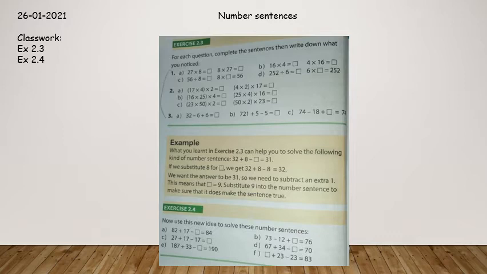So exercise 2.3: for each question, complete the sentence, then write down what you noticed. For instance, 1a, 27 times 8 gives you an answer. And then if you say 8 times 27, you will get the answer. If you are correct, it doesn't matter how you put it, because 8 times 27 and 27 times 8 will give you the same answer.